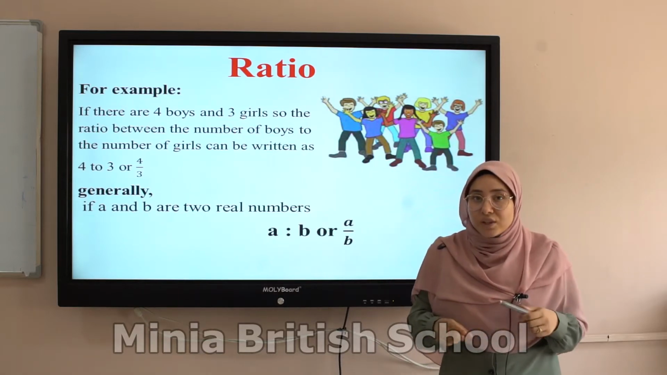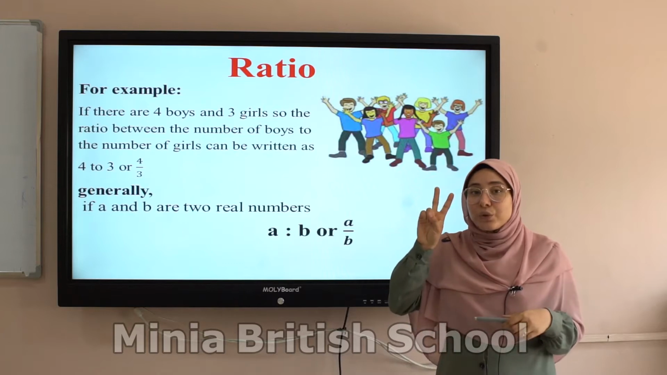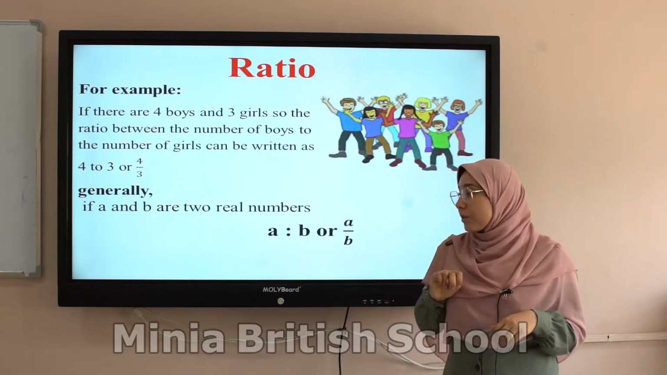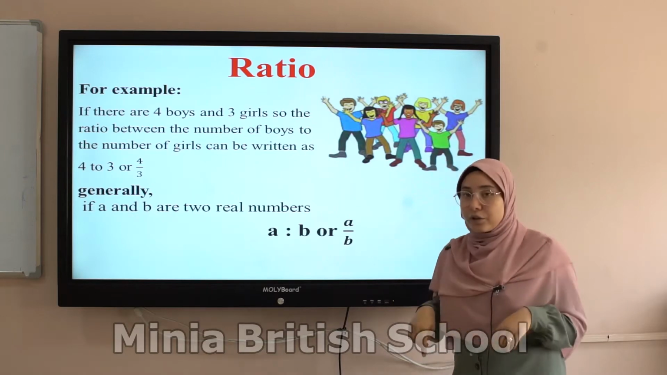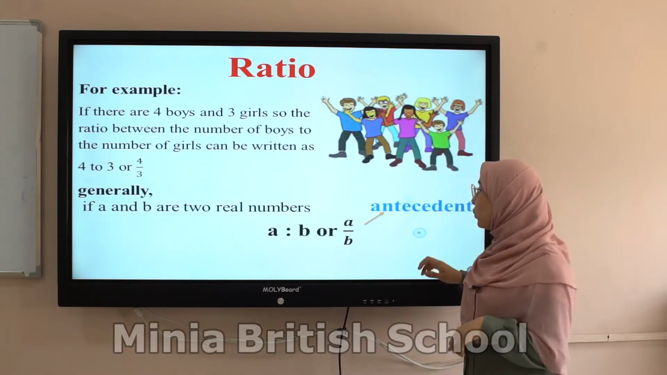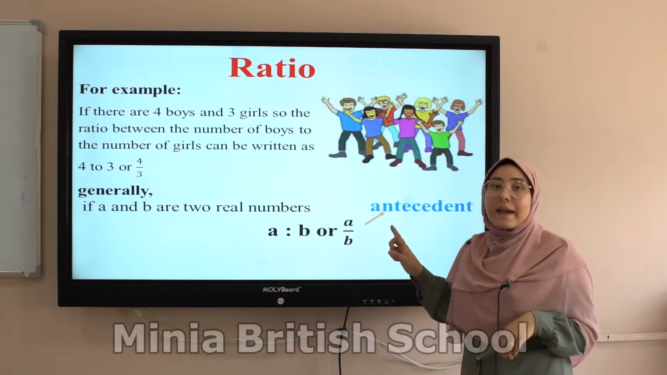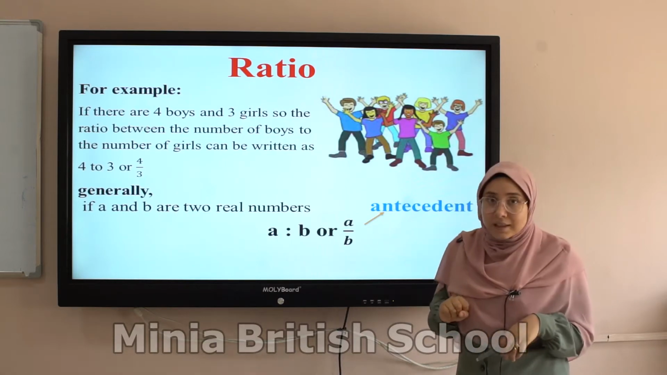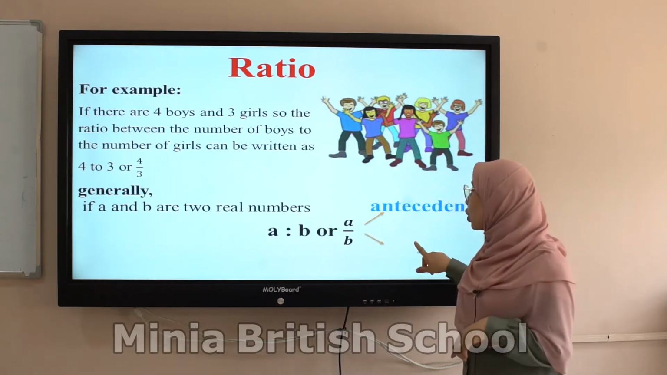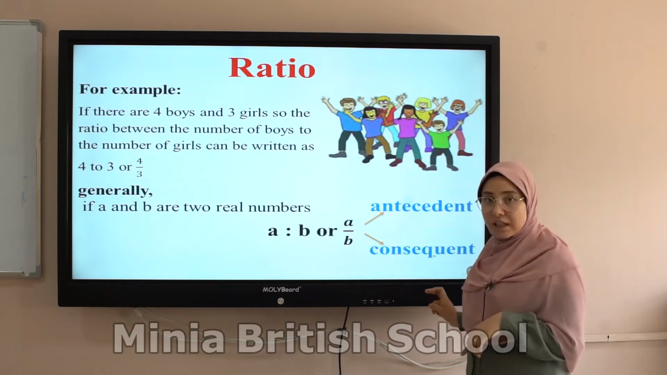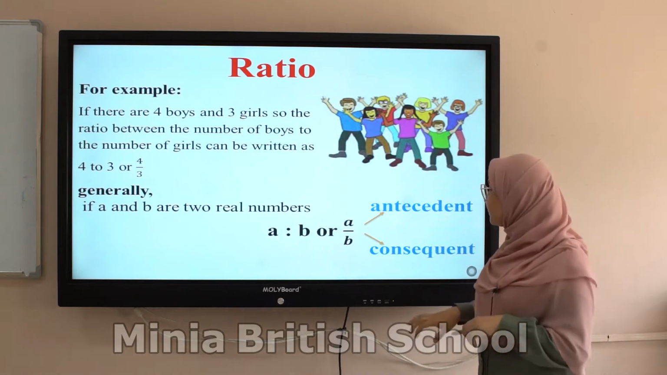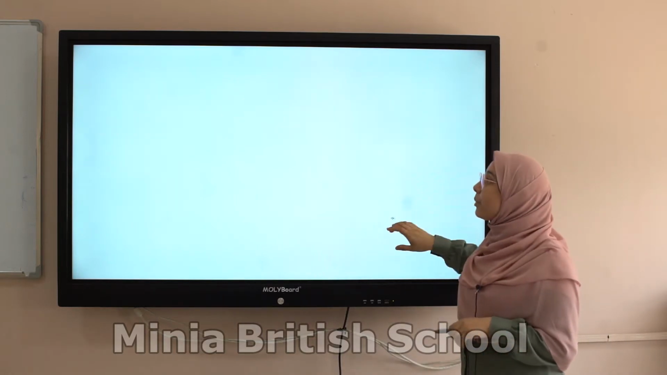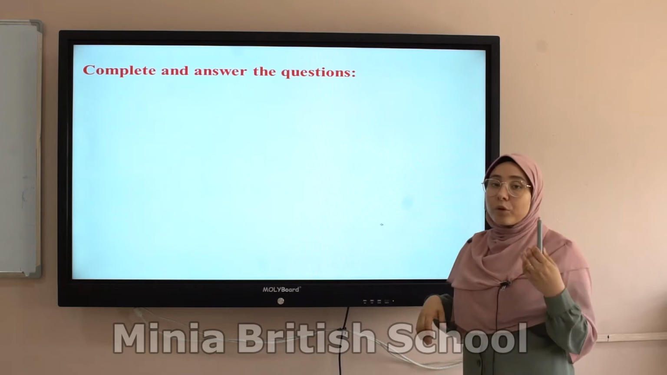And we know the ratio has two terms: first term, second term. The first term is called what? It's called the antecedent. And the second term is called the consequent, okay? Antecedent and consequent. Now, the properties of ratio.